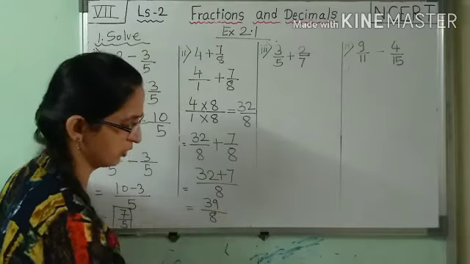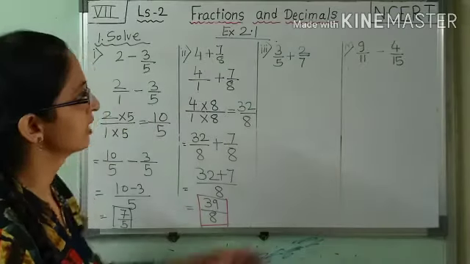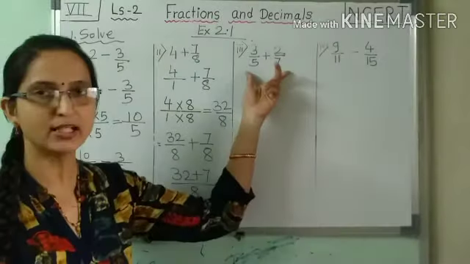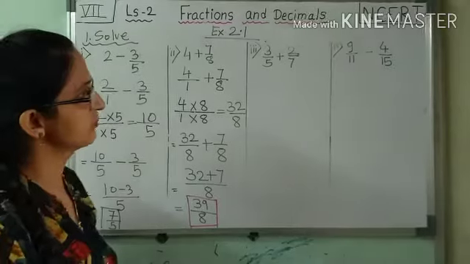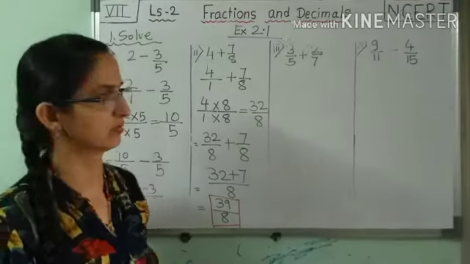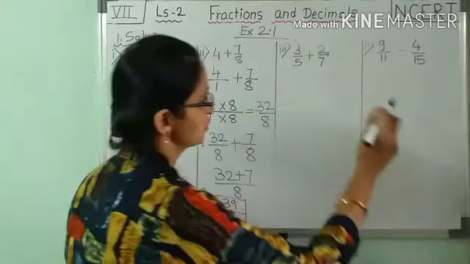Now come to the next sum, 3 upon 5 plus 2 upon 7. Here both are unlike fractions. Before adding, we have to make them like fractions. So for that, calculate the LCM. Now take the denominators of these two fractions. For the LCM, write 5 and 7, that is, the denominators of these two fractions. I have written them here.